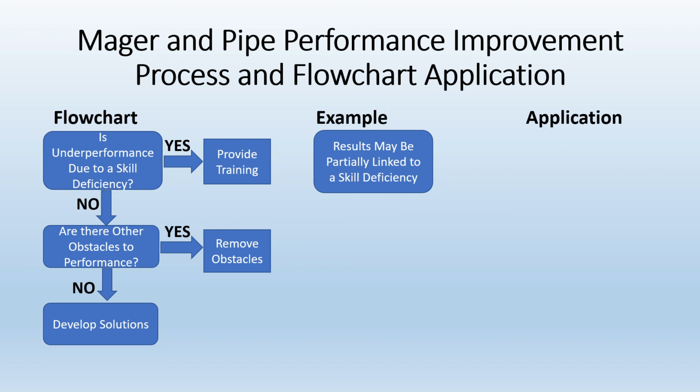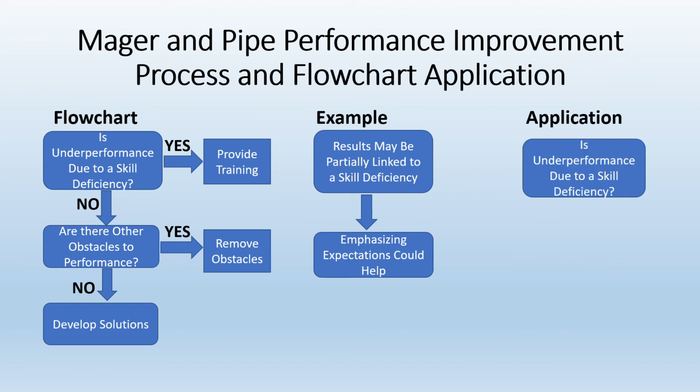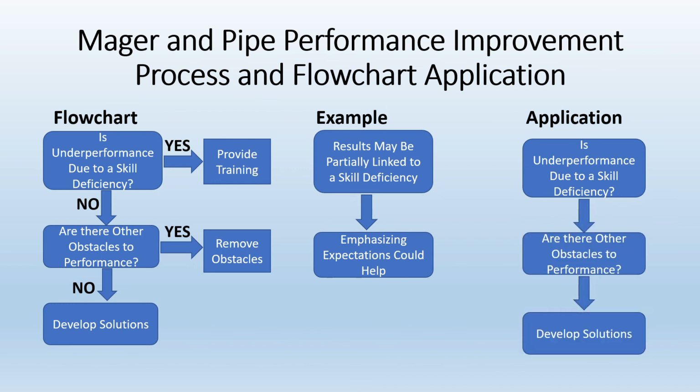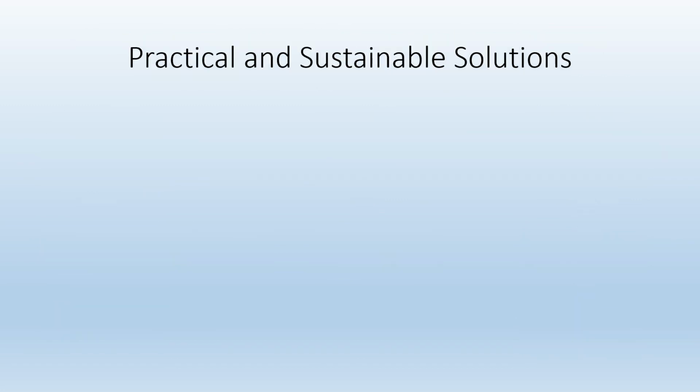In our scenario, results may be partially linked to a skill deficiency, as some mentors and mentees have asked for training in terms of how they should go about developing goals and achieving those goals. Further, emphasizing expectations could help. Those are other obstacles, perhaps, to performance here. In the scenario you're imagining, is underperformance due to a skill deficiency? Are there other obstacles to performance? And what are the solutions?